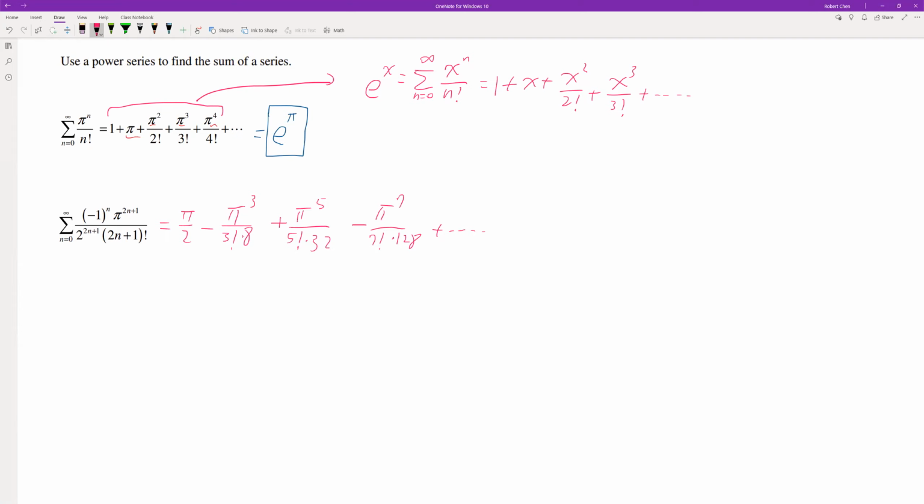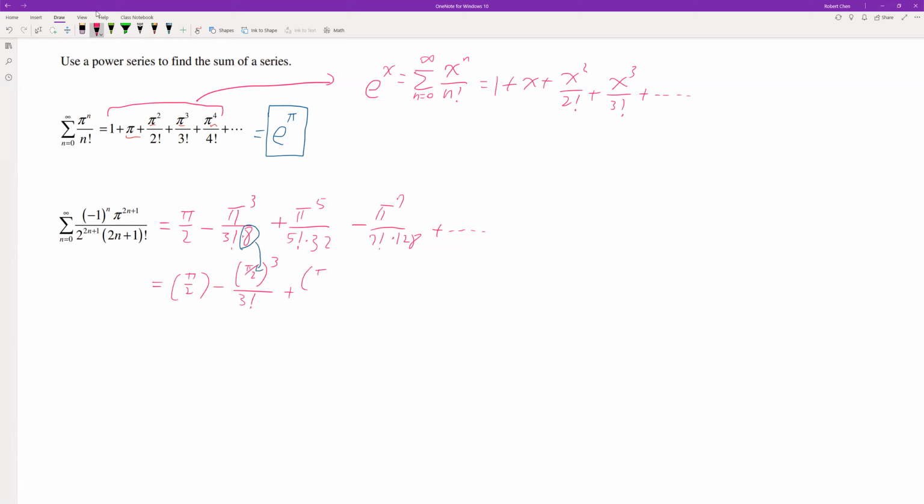pi over 2. All right, so the first one is just going to be pi over 2 minus pi over 2 to the 3rd power over 3 factorial, right? Now the denominator 2 to the 3rd power is 8, and that is from the denominator here, right? So the denominator 8 is now in here. Right. So we're going to do the same thing for the rest of them, right?